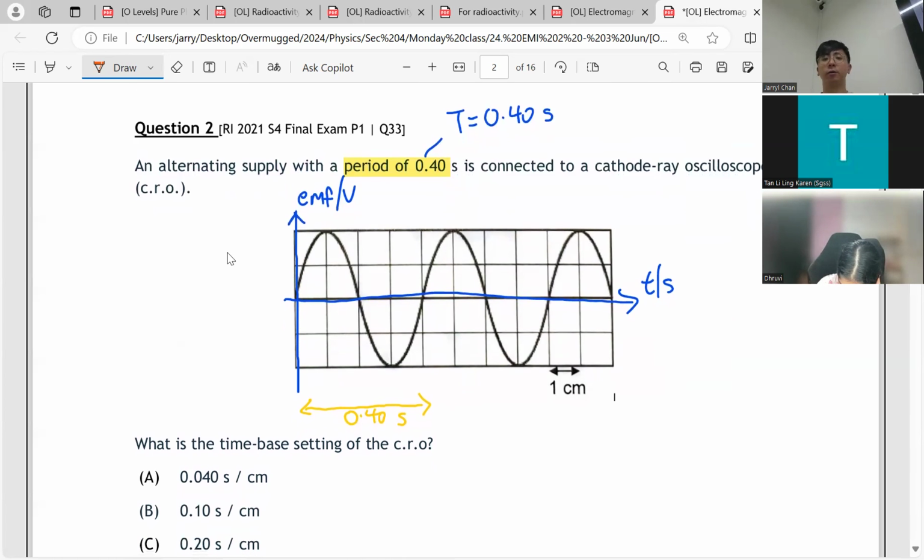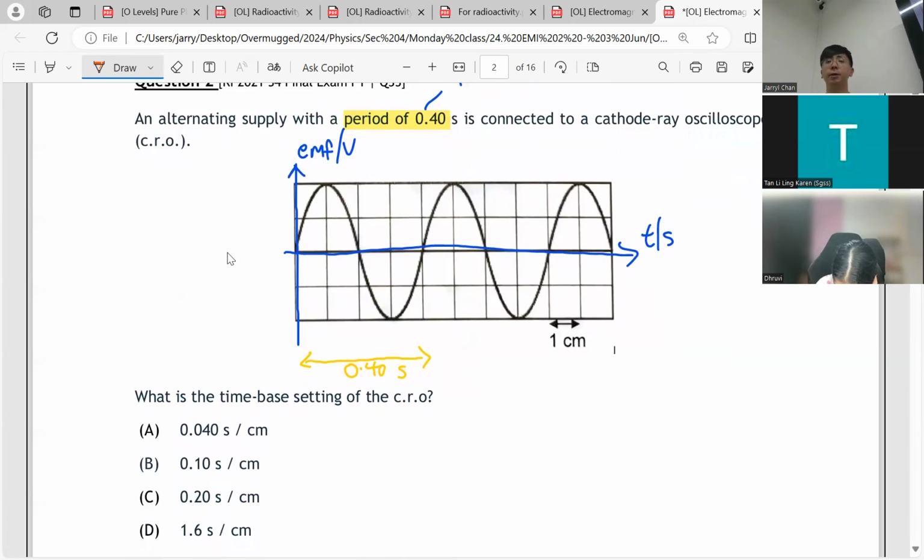Time-base setting of a CRO. If I want to see per cm how long it is, if the period is 0.4, I can see that from this point to this point is 0.4. Therefore, each small square will be divided by 4, 0.1 seconds per cm. Yeah, that's B. Okay.